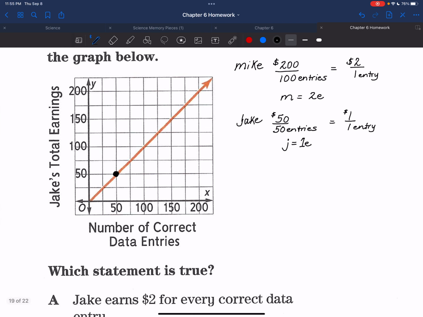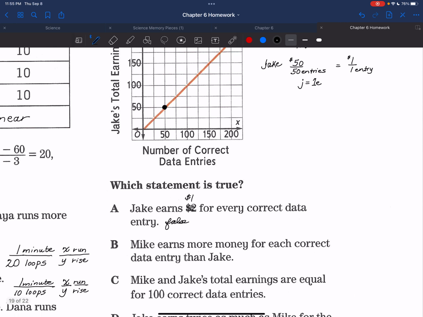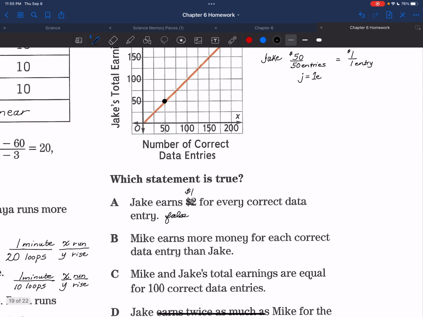Okay, so here's the question. Which statement is true? Jake earns $2 for every correct data entry. That statement is false because we just found that he earns $1 for every correct entry. Mike earns more money for each correct entry than Jake. So Mike earns more than Jake. Mike is 2 and Jake is 1.